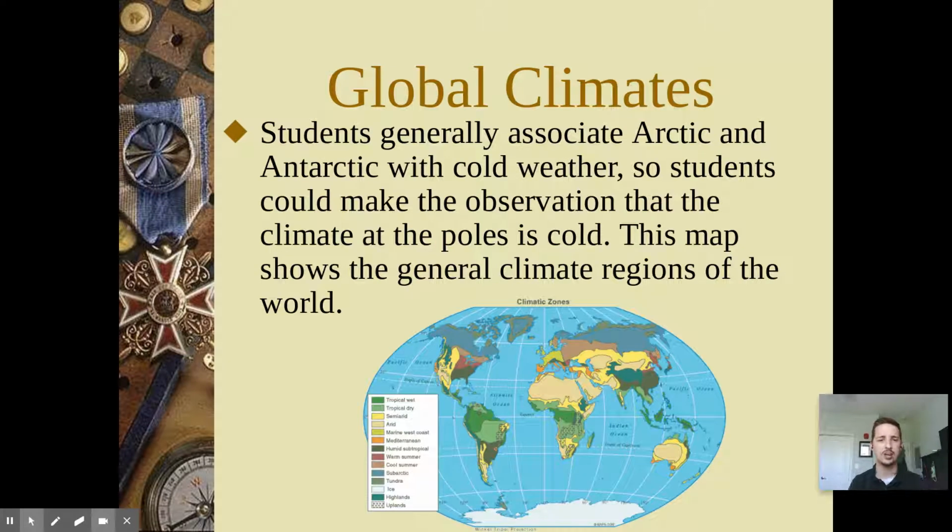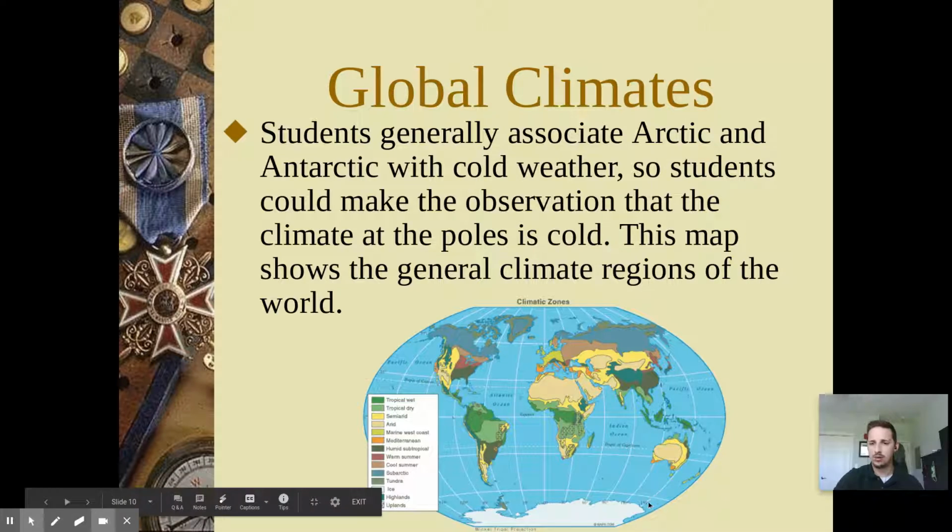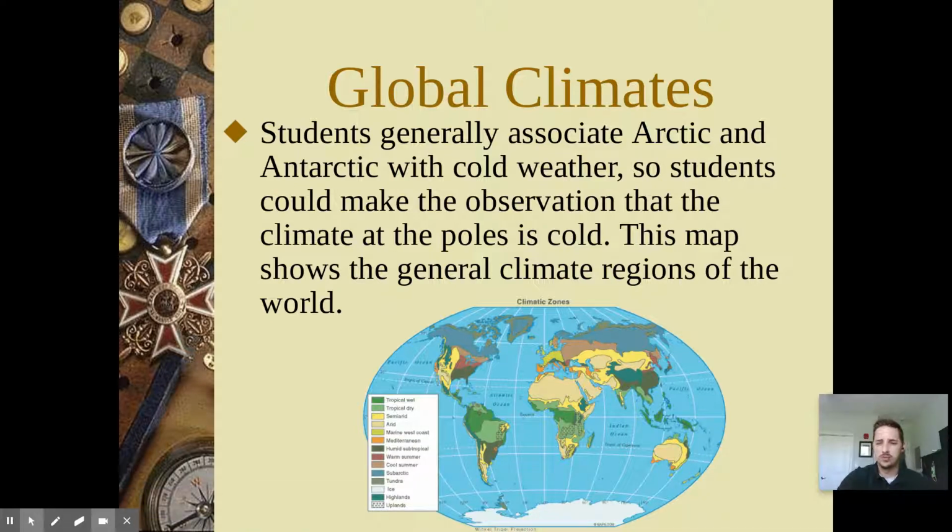Now we talk about global climates. As we all should know, but we'll review, the Arctic and the Antarctic are very cold. As you move toward the equator, which is this line right here in the middle, right? The middle of the Earth, stuff gets warmer.